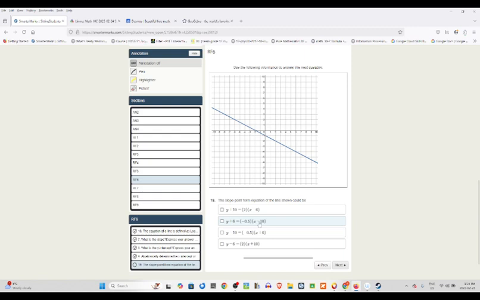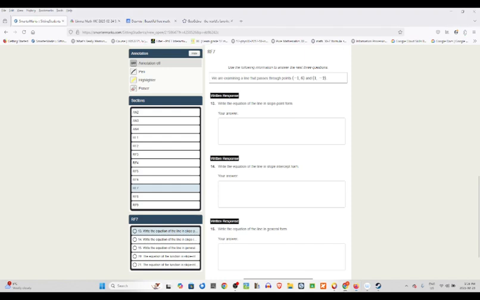Now, the slope point form of the equation shown could be, well, we know our slope is negative. So that gets us to either B or C. So we have the points -6 and 10, or 10, -6. Well, 10, -6 is a point on the graph. -6 and 10 is not. So we can select B. Just doing a quick check of the answer key.